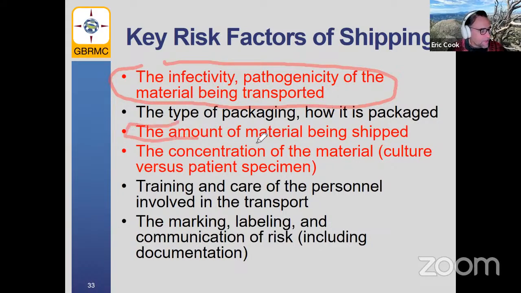The amount of material being shipped. If you're shipping a small amount, like a small volume, it is less risk than a large volume. And then the concentration we talked about. So these 3 critical factors highlighted in red are what determines whether something is category A or category B. The other key risk drivers to determine how dangerous a shipment is are obviously the type of packaging, the training and care of the personnel involved in the transport, the preparation, the packing, the transport, the delivery, the opening, and then the marking, labeling, and communication of risk.